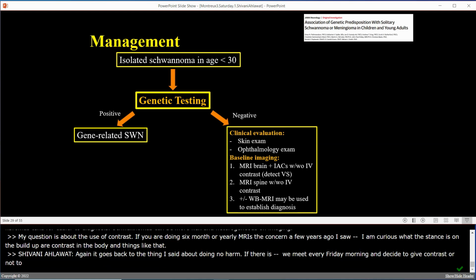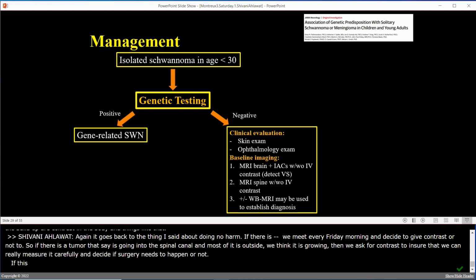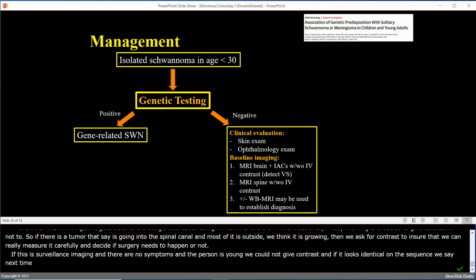If there is a tumor that is going into the spinal canal and most of it is outside, and we think it's growing, then we will ask for contrast to ensure we can measure it very carefully and decide whether surgery needs to happen or not. If this is surveillance imaging and there are no symptoms, and the person is young, we could not give contrast. If it looks identical on the two non-contrast sequences, we say, okay, next time also no contrast. If something changes, we'll bring them back. But yes, there is much more awareness of giving contrast.